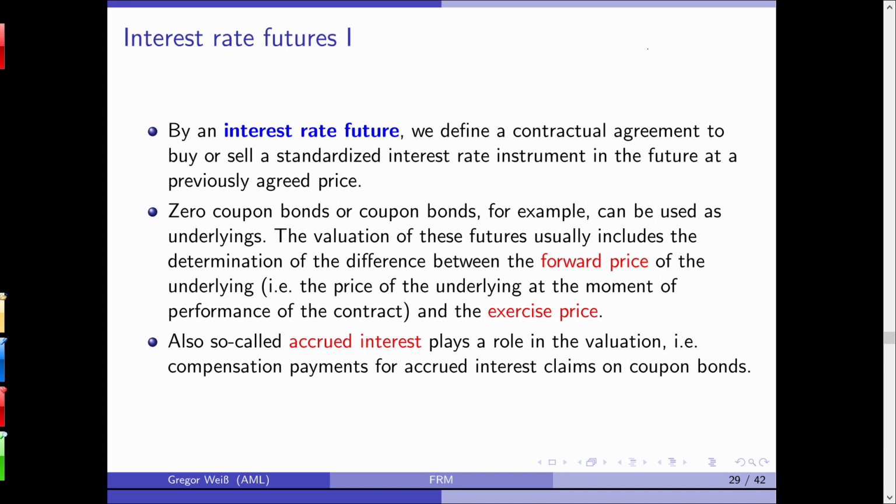cannot change the contract. So zero coupon bonds or coupon bonds, for example, can be used as underlyings. Then we have a future contract on a zero bond, or a future contract on a coupon bond. And the valuation of these futures usually includes the determination of the difference between the forward price of the underlying and the strike price or the exercise price. And we also have accrued interest that plays a role in the valuation. That is the compensation payments for accrued interest claims on the coupon bonds.